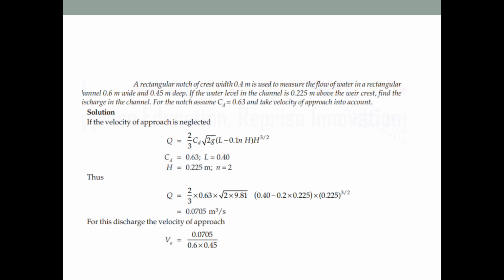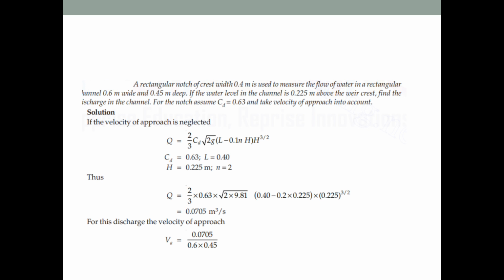We have to take the velocity of approach also into account. This formula we already have; if the velocity of approach is neglected, you get this formula. CD we know, L we know. H is given in the problem, the water level above the crest, so H is equal to 0.225 meter and N is equal to 2. Now I am finding out the value of Q. Then we have to find out the velocity of approach also.